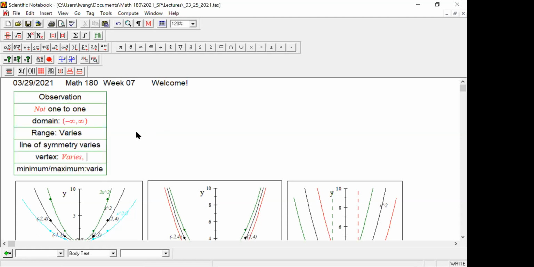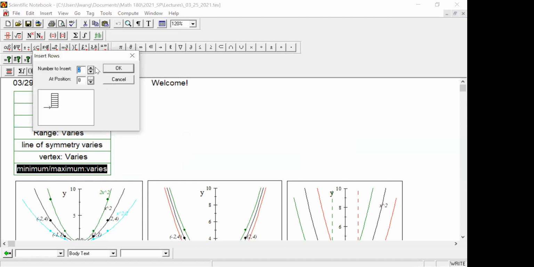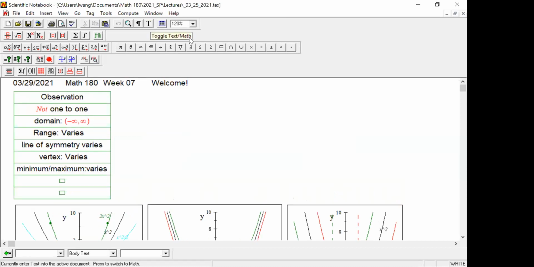Now, I want to add a couple more questions. Intercepts. Okay, intercepts. I'm gonna put it here. Insert. I'm gonna make it 2 rows. Y-intercept. X-intercept.